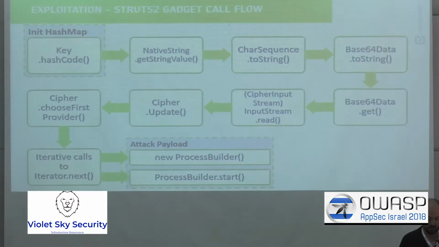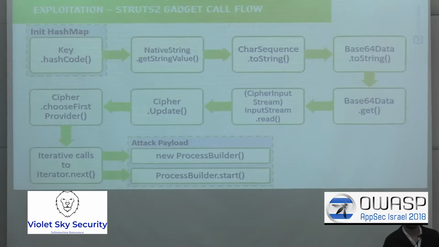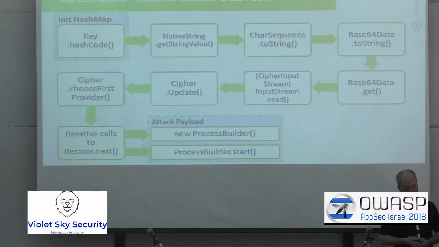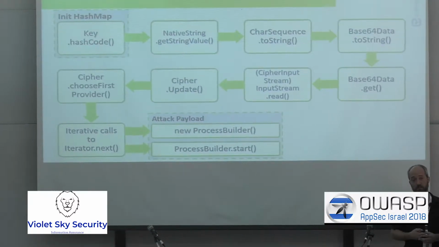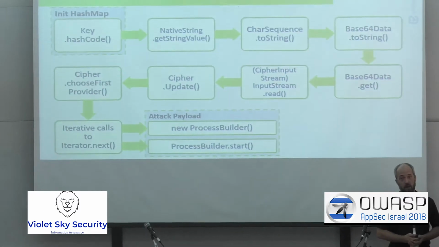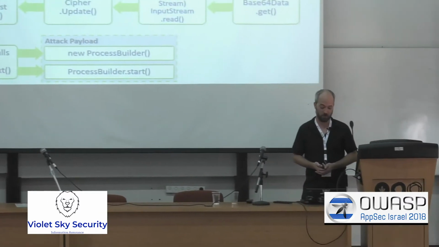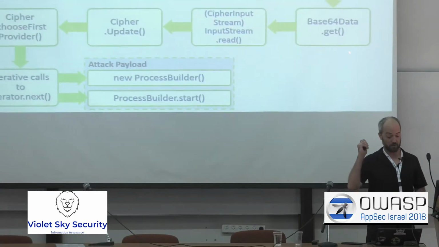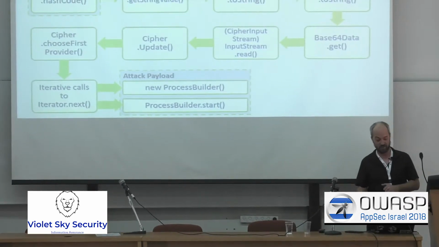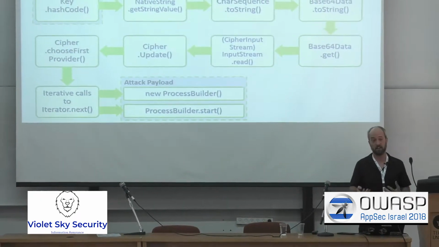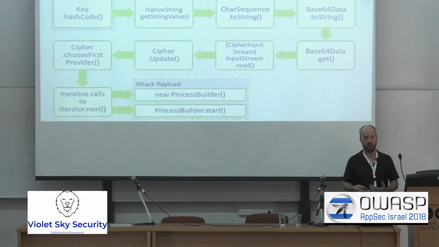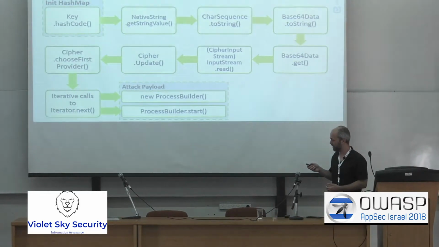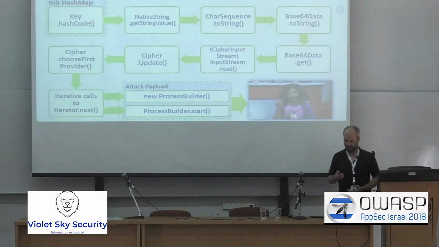But the interesting thing to understand is the cascading effect from the very external object, which is a hash map. Once you create any entry inside a hash map, you hash the key. So it calls hashCode, which goes to native string and tries to get the value string. And then it goes to toString. Then it goes to Base64, which has a cipher. The cipher tries to choose a cipher despite being a null cipher, and then starts iteratively calling any internal members. And that sort of leads us to our payload and, magic.